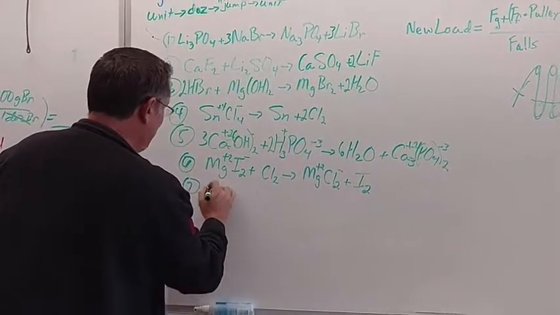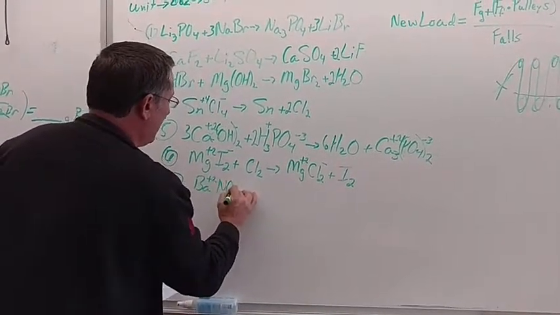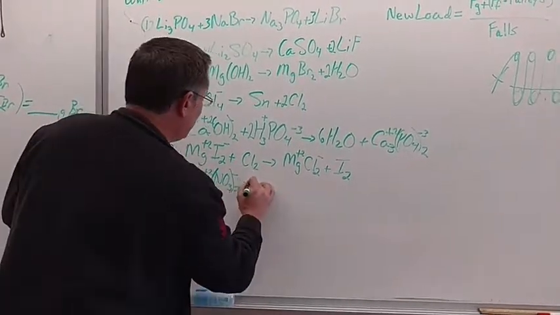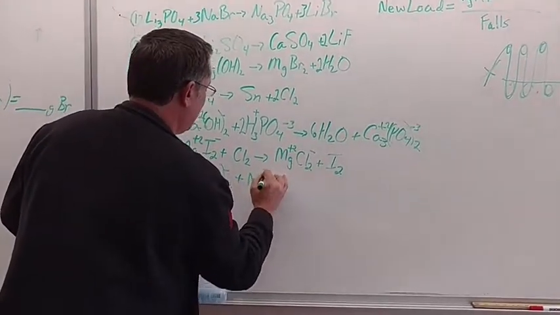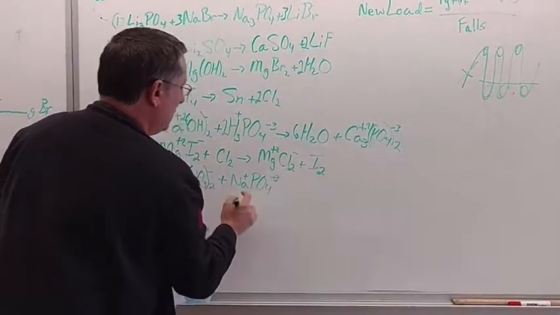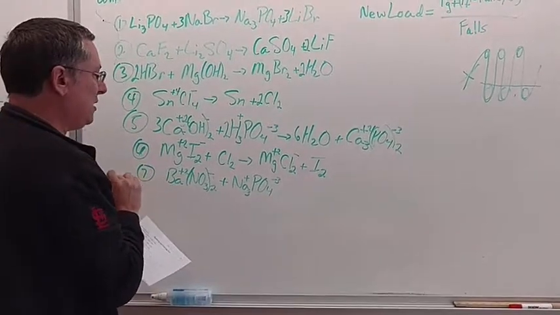7 says barium nitrate. Barium is +2. Look at your periodic table. Nitrate is on your ion chart as a -1, so we'll need 2 of those to make that add to 0. Sodium phosphate. Sodium is +1 on your periodic table, and phosphate, as we said before, is on your ion chart -3. So this doesn't add to 0 until I put a 3 there. So let's trade the partners.